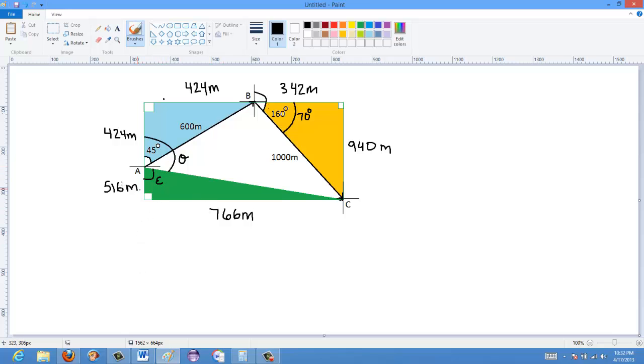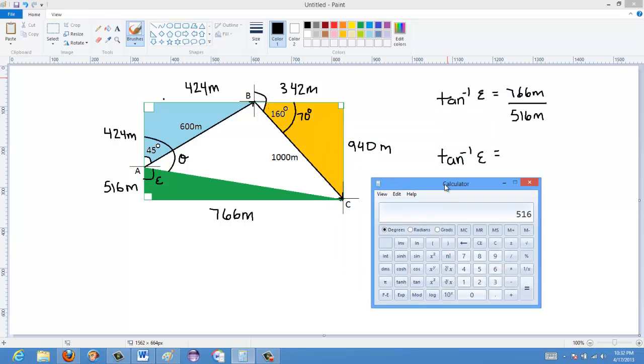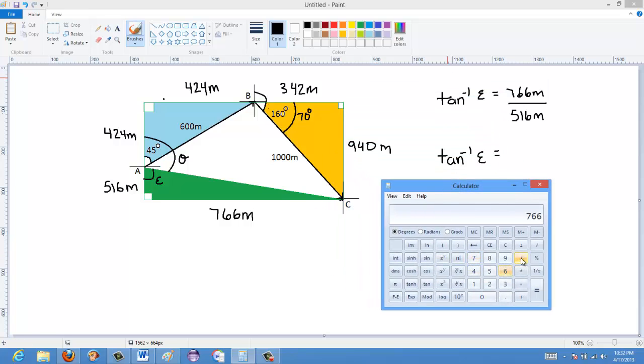Now, I need epsilon, and I have its opposite and its adjacent, so that means I can find tangent. So this will be tangent of epsilon is equal to opposite, so 766 meters, all divided by 516 meters. Okay, and what I'll find is that tangent of epsilon is equal to, let's go to the calculator, 766 divided by 516. And that's 1.484.